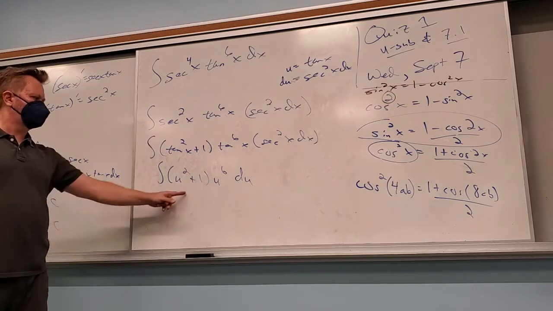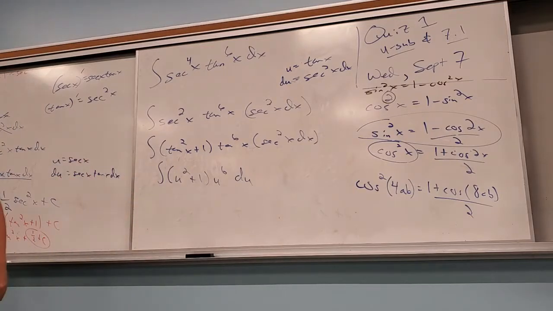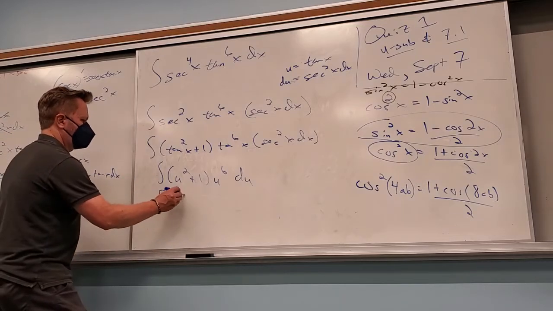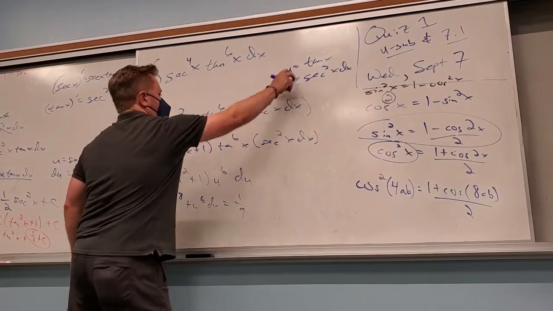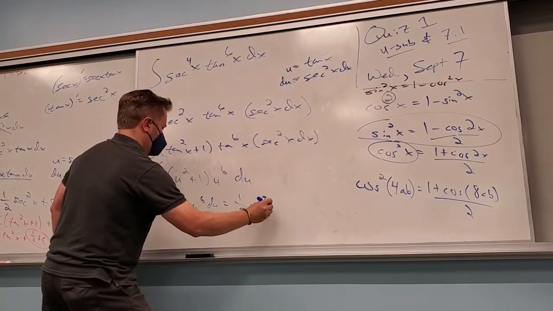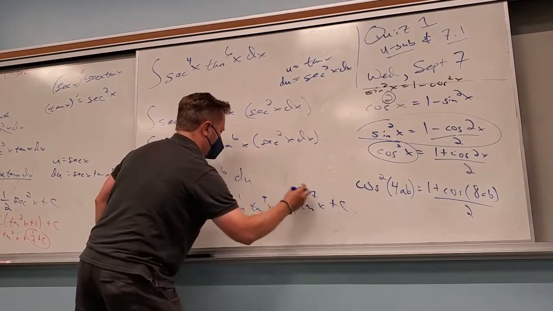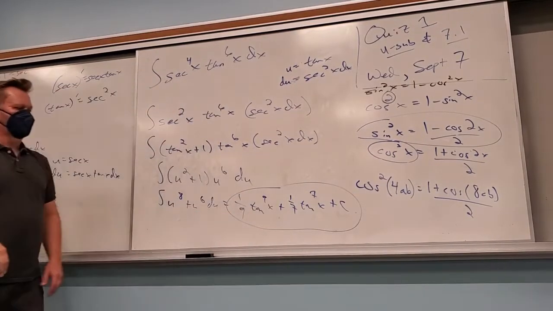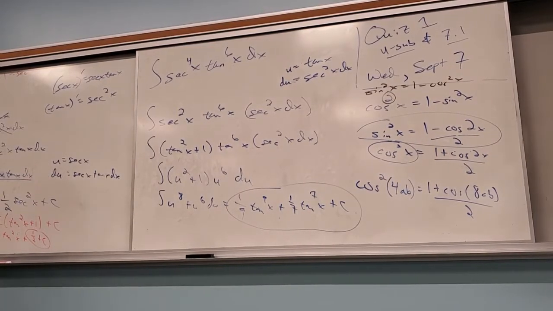Okay. And this is simple, right? I don't even want to finish. That's too easy. So u^8 plus u^6. So it'll be 1/9 tangent to the 9th power, plus 1/7 tangent to the 7th power, plus c. Which is kind of anticlimactic, because that doesn't really mean much to us, right? I understand that, but it's just what it is.